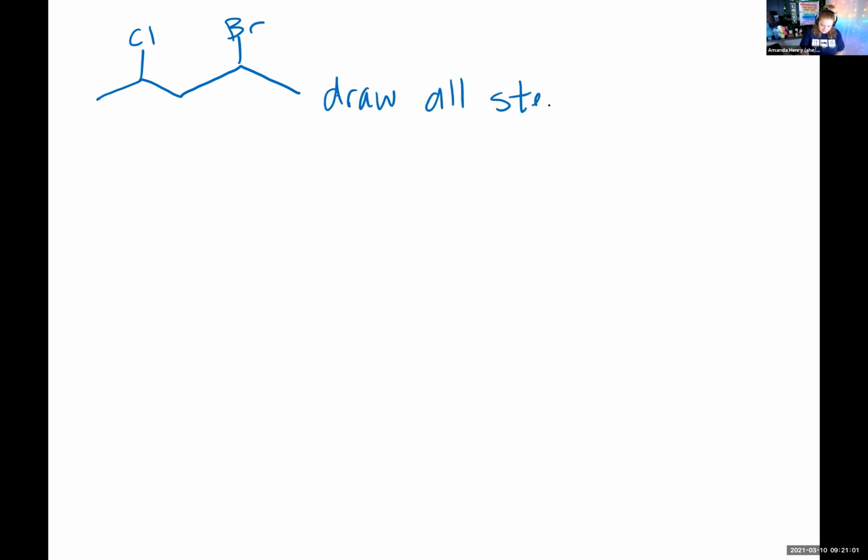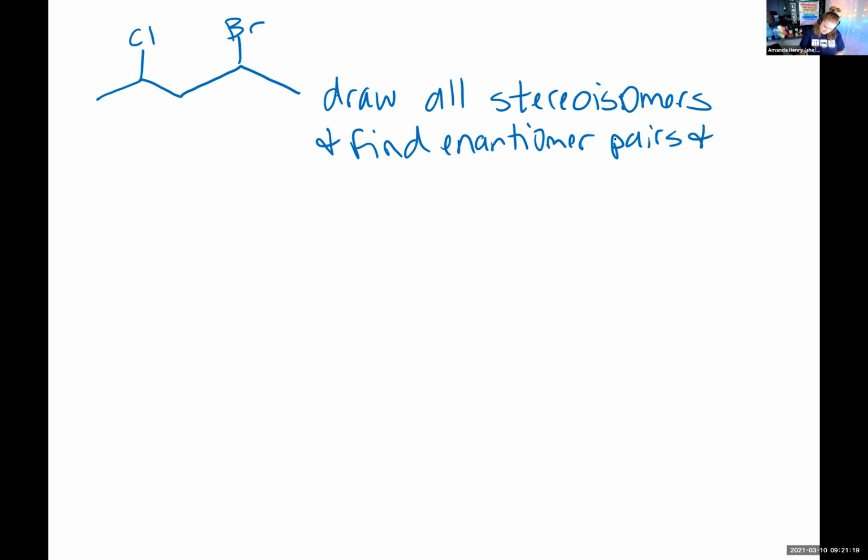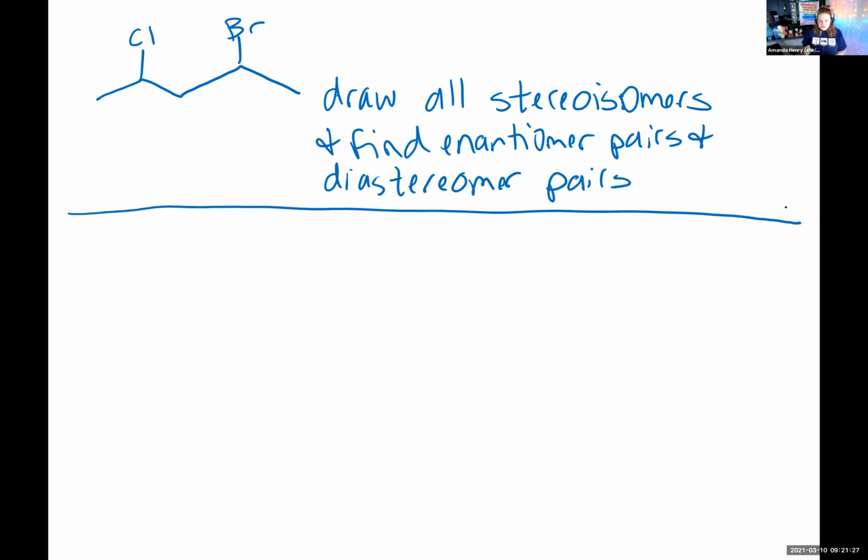We are going to draw all the stereoisomers, and find enantiomer pairs and diastereomer pairs. I'm going to show you how to do this a lot easier than it seems.